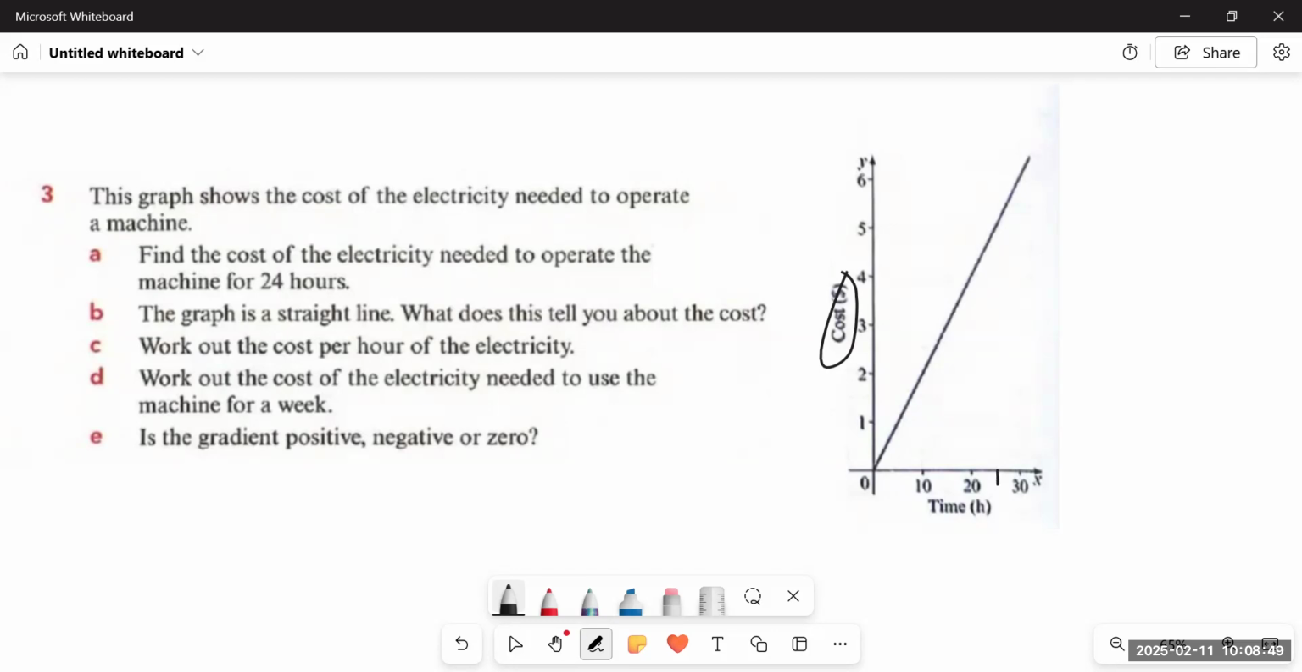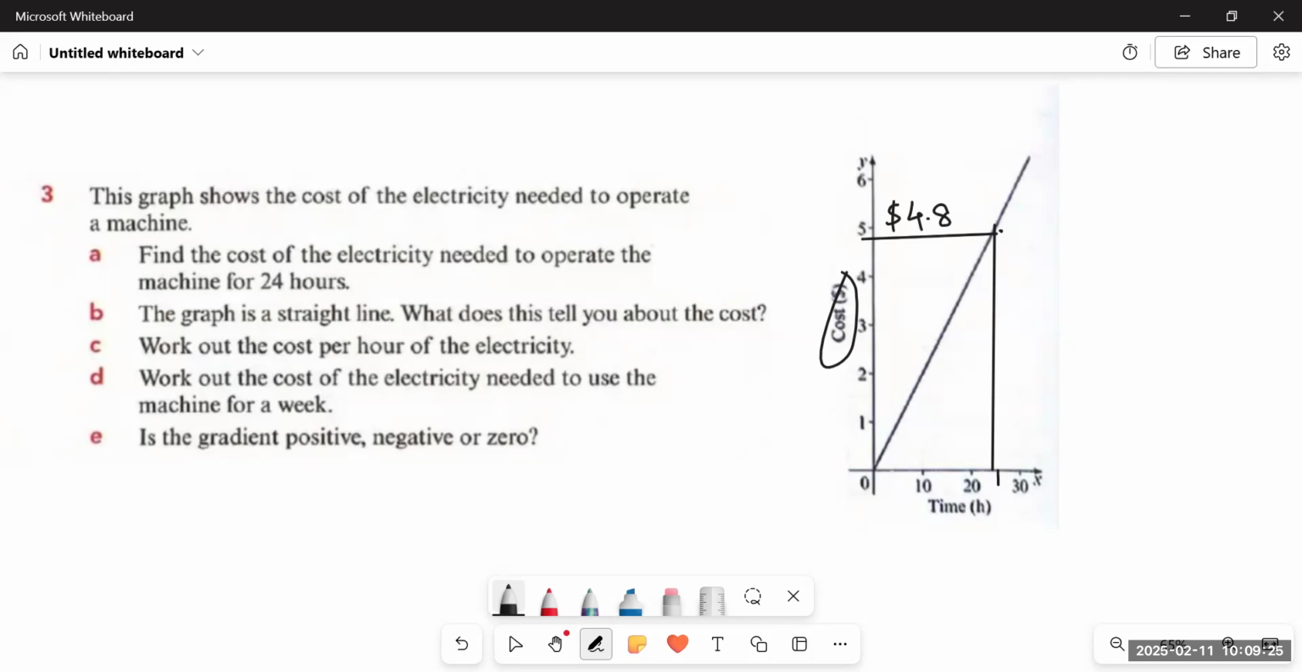This is 25. It means 24 would be somewhat over here. Okay. And then we'll go in the left hand direction. And it's quite below 5. So it seems like this is $4.8 because it's between 4 and 5 and very much close to 5. So we can say that in 24 hours, it takes $4.8 to operate this machine.